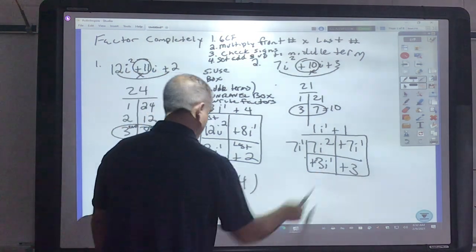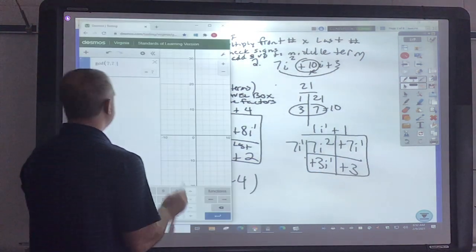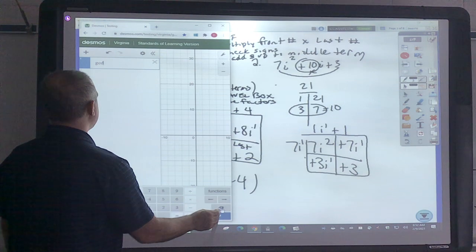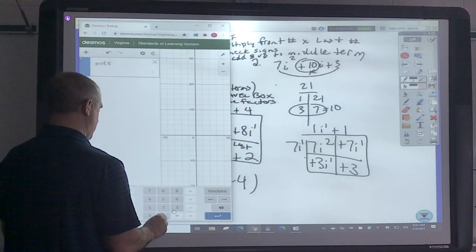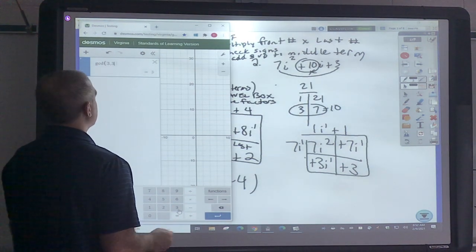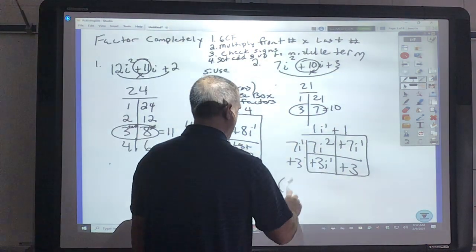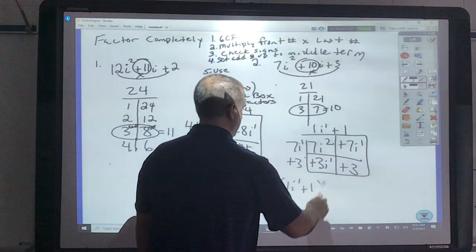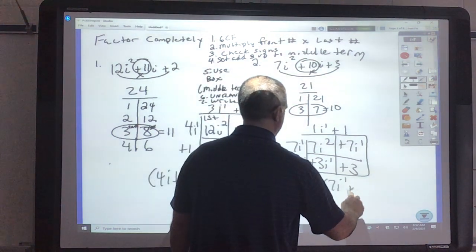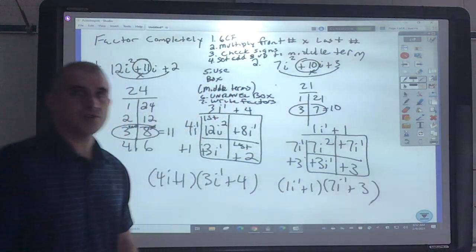Okay, and then this row. You can do 3 and 3. I think it's pretty obvious that that would be 3. 3 plus 3, because that's plus there. That does not have an i, so 1i plus 1. All right, 7i plus 3. Those are your factors.